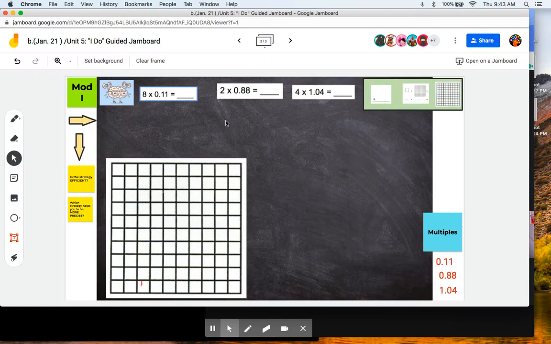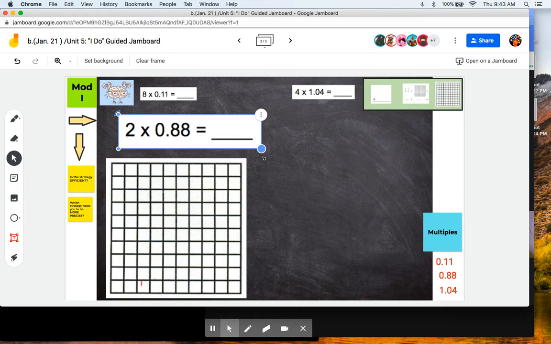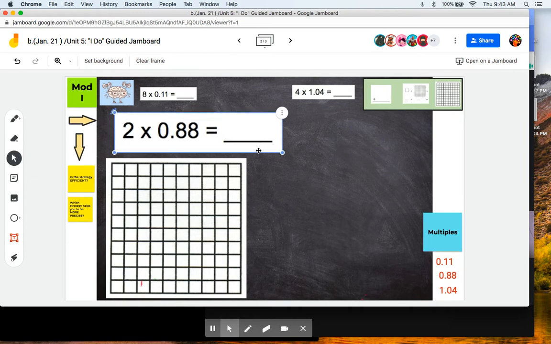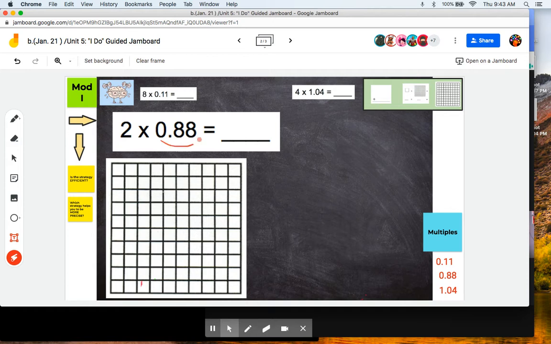Open up my Jamboard. All right. So now, let's take another example. 88 hundredths. How many times am I multiplying 88 hundredths? I am multiplying 88 hundredths 2 times, because 2 times 88 hundredths is saying 2 groups of 88 hundredths.